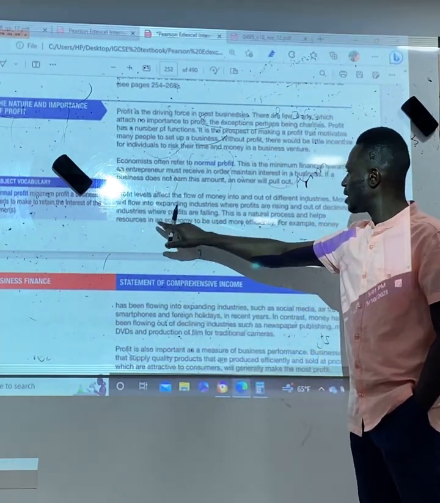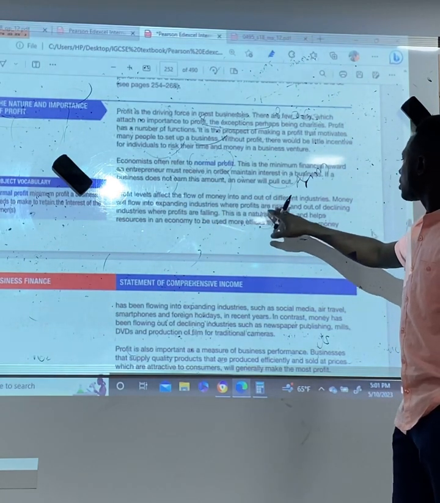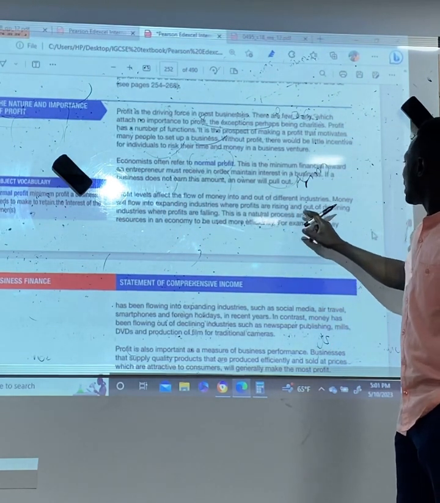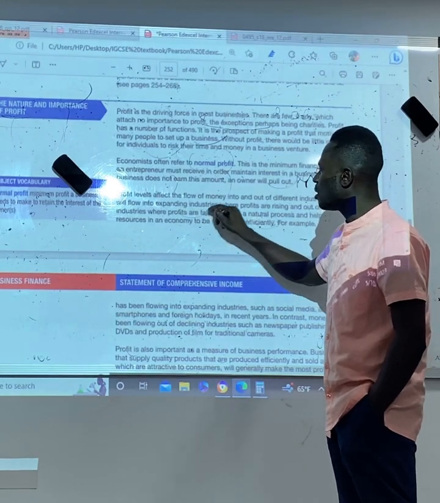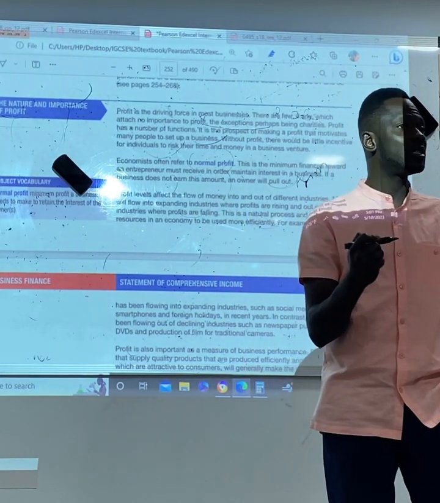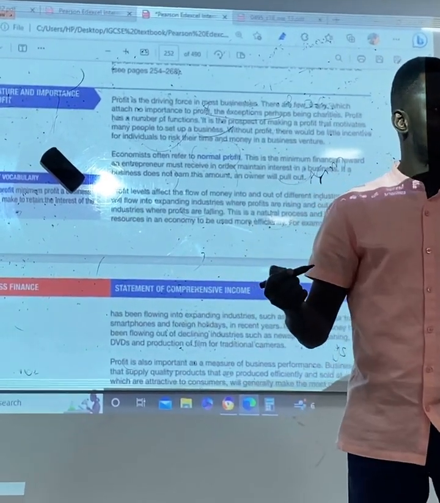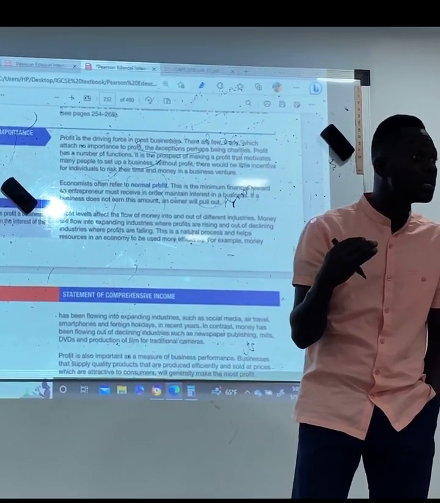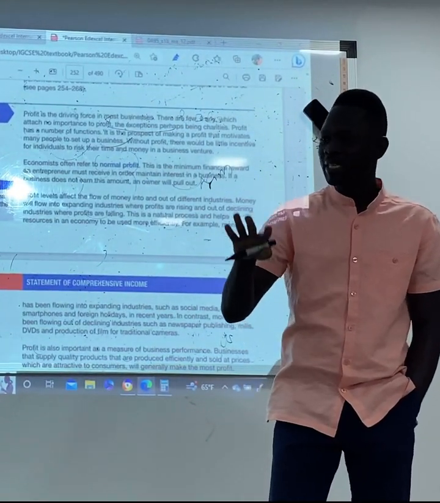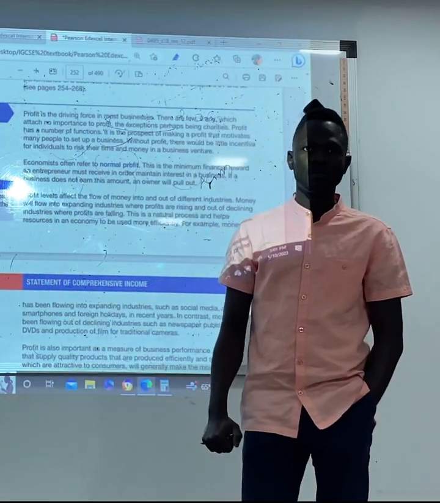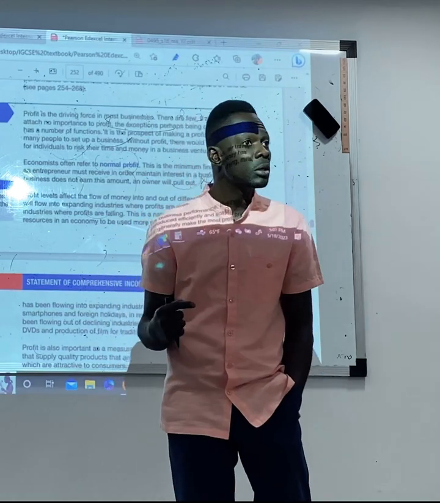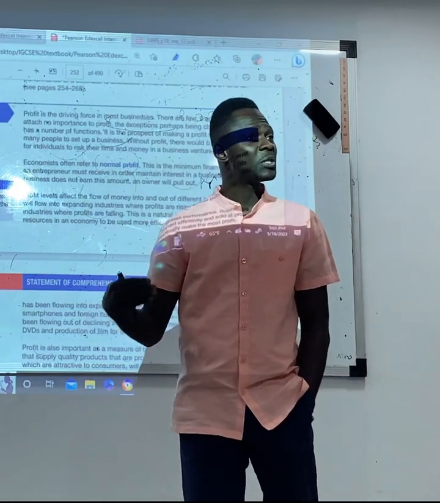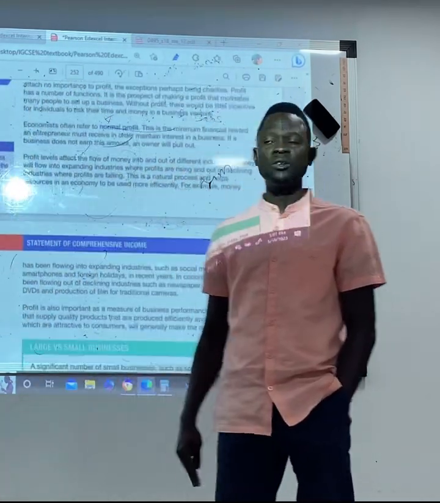Profit levels affect the flow of money into and out of different industries. Money will flow into expanding industries where profits are rising and out of declining industries where profits are falling. So the point here is that if profit is increasing, the industry will continue to rise. A lot of businesses will come into the industry. But if in the industry profit is falling, the industry will decline. A lot of businesses will pull out of that industry. If the educational industry is no more profitable, a lot of schools will go out. But if the educational industry is profitable, a lot of schools will come into the industry. That is the point here.